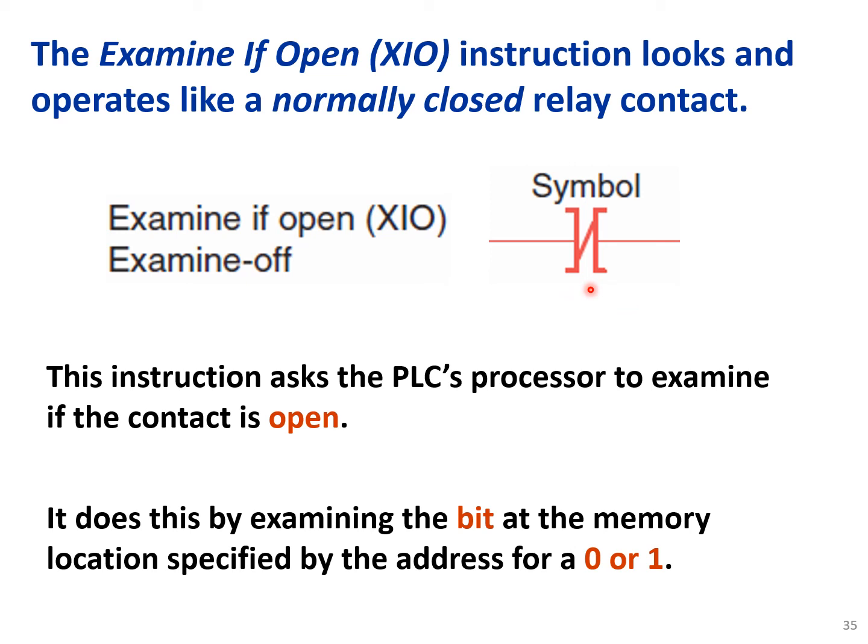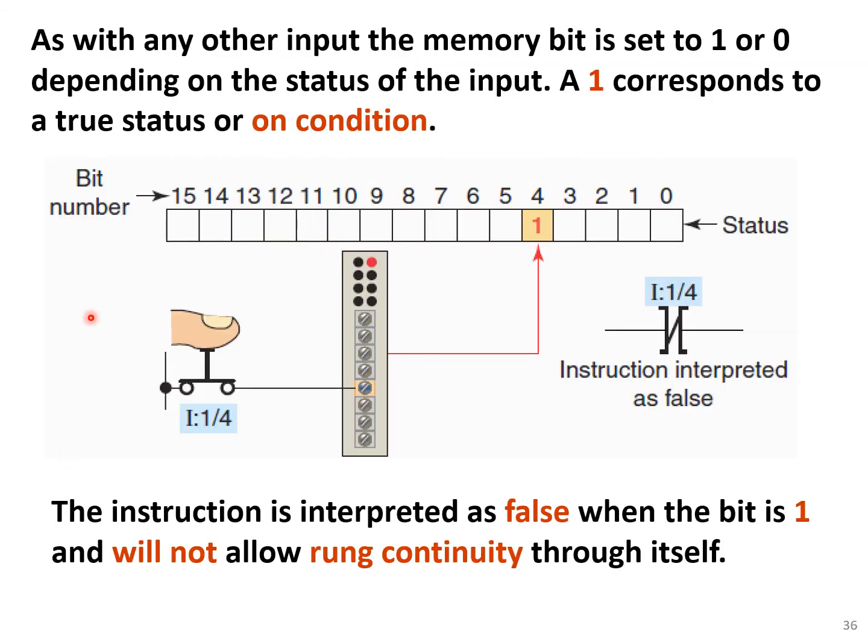If the contact is open, then the status of XIO is true. It does this by examining the bit at the memory location specified by the address for a 0 or 1. So in XIO, as with any other input, the memory bit is set to 1 or 0 depending on the status of the input. A 1 corresponds to a true status or on condition.